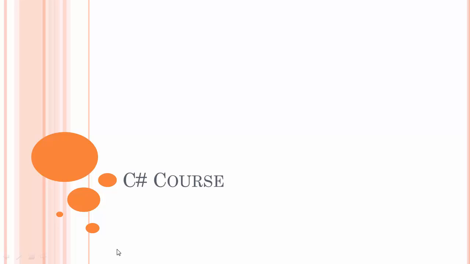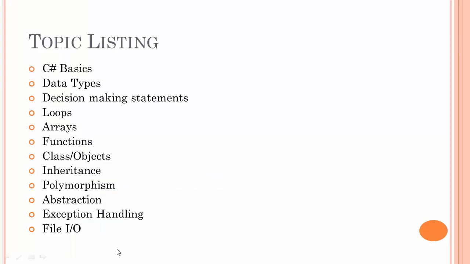C Sharp course. We write C Sharp as C hash, but we pronounce it C Sharp. C Sharp is an object oriented programming language and it is developed by Microsoft. C Sharp is very much similar to C++ and Java programming. So, in this tutorial, we will cover all these topics.